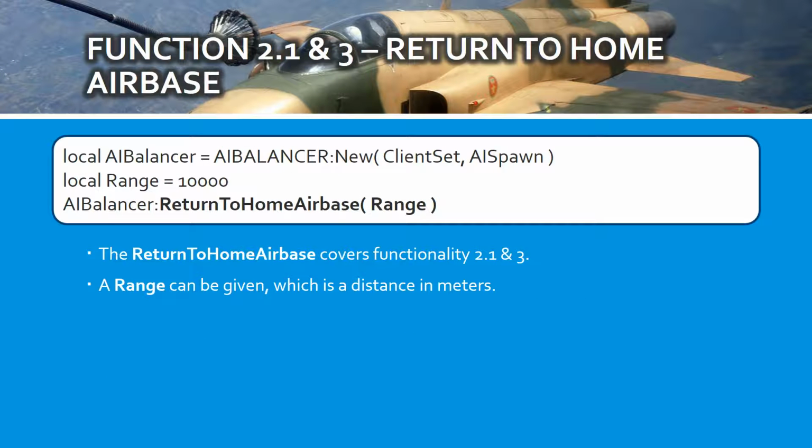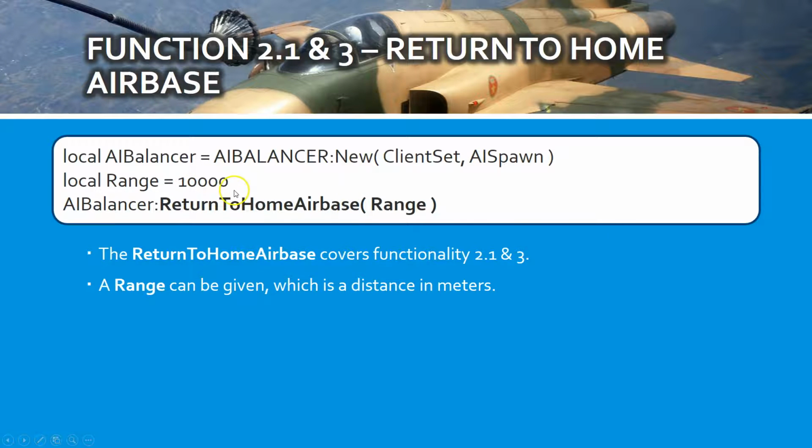Function 2.1 and 3, meaning I want to return my AI to a home base once a client is spawning, replacing my AI. So here I have my AI balancer object, and now I need to specify and use a method called return to home airbase, and I'm specifying a range. So when you call this function, when a player joins a client and the AI is airborne replacing that client, then the AI will return to the home airbase.